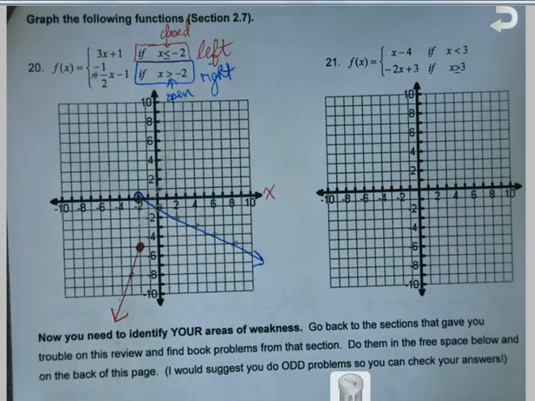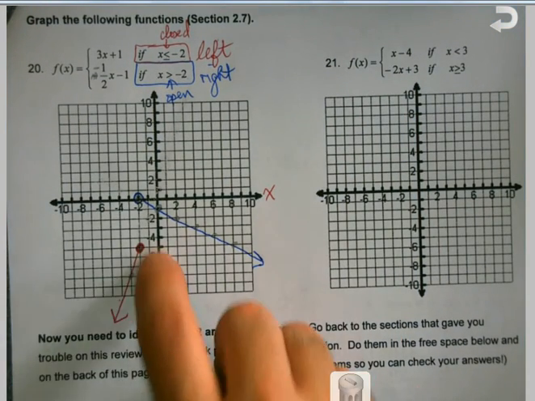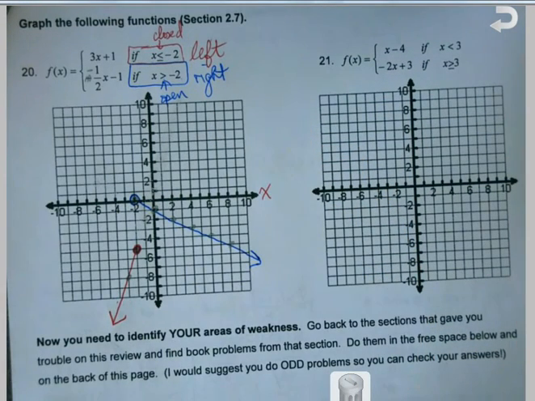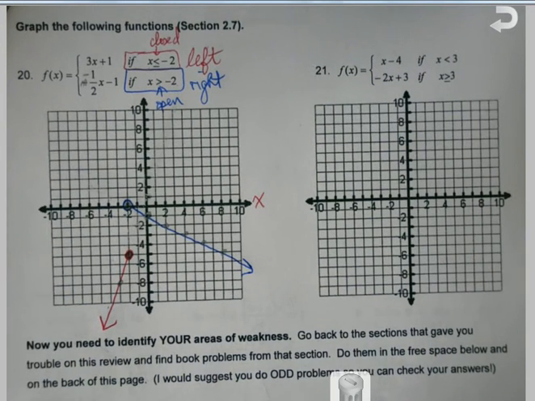But again, my lines have to start where the restriction tells me. I do not get to pick. Under any circumstances, I do not get to pick.